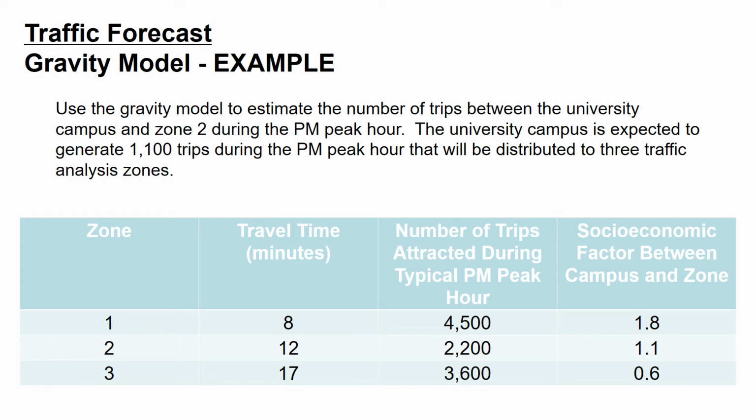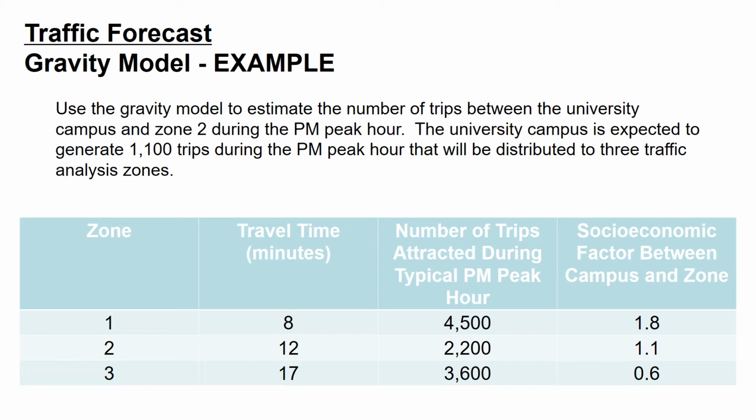So we're going to take a look at an example. We're told we should use the gravity model to estimate the number of trips between a university campus and zone 2 during the PM peak hour. The university campus is expected to generate 1,100 trips during the PM peak hour, and it will be distributed to these 3 traffic analysis zones. Of course, this is a very simplified example. In reality, this would be much more complex and labor intensive, but we're just looking at a few zones here.